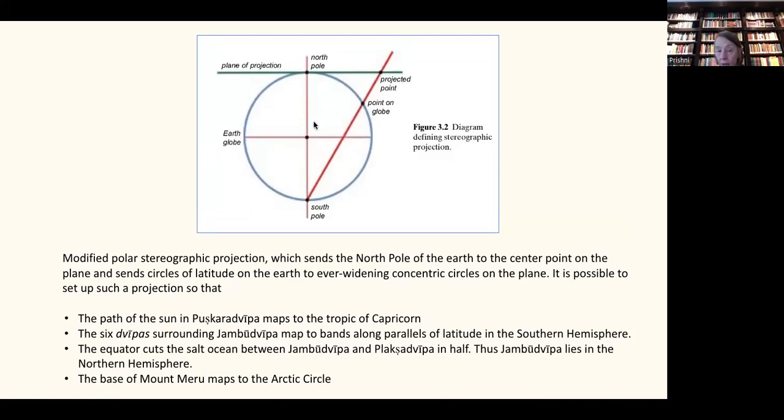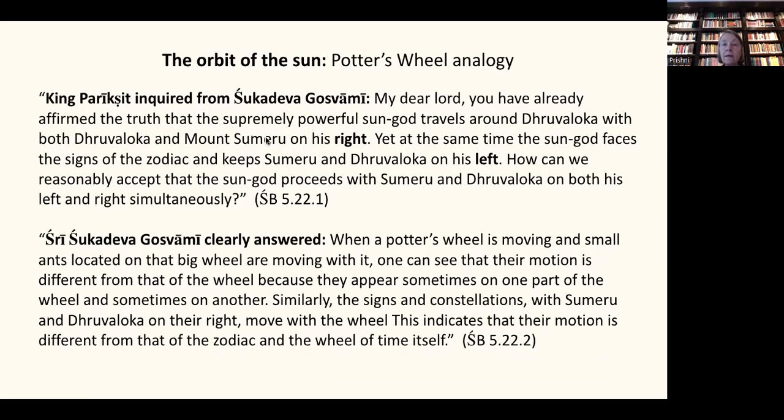So we wind up with Jambudweep up here, and the base of Mount Meru maps to the Arctic Circle. So this is a very, very useful way to look at the Earth. But as you can see, just keep this in mind that this is the equatorial plane here, and the plane projection of a planisphere are basically almost the same. Okay, we'll get to that in a bit.